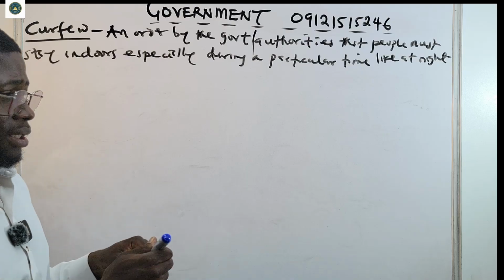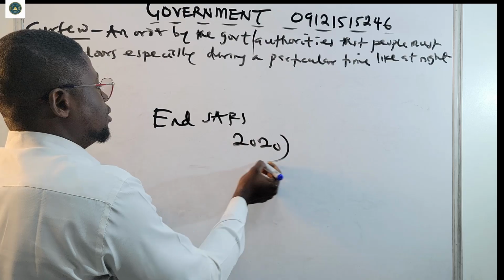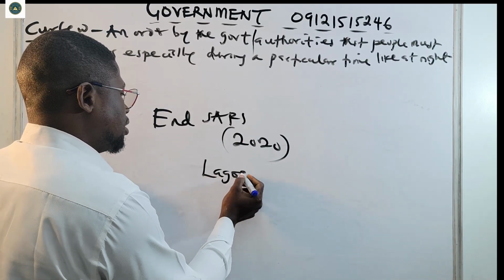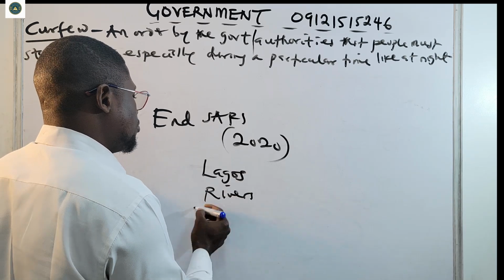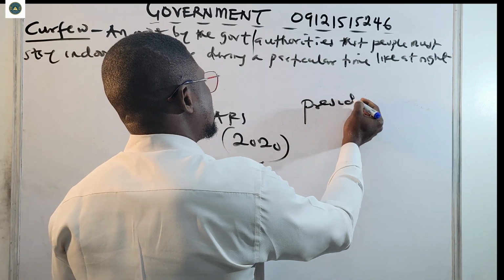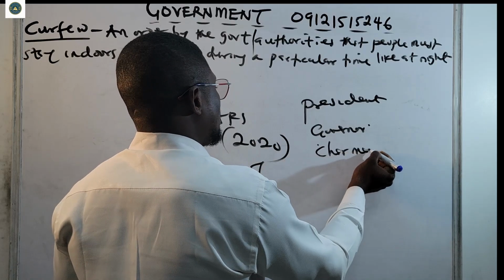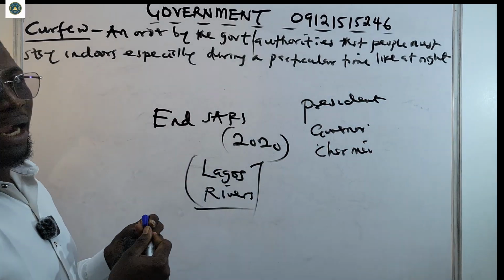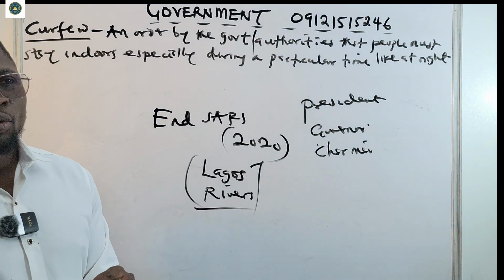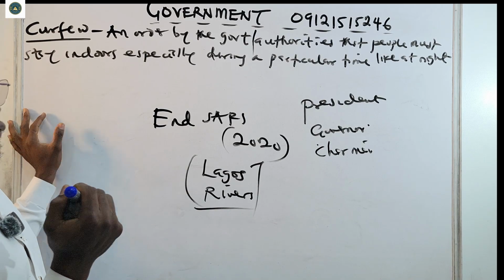Even during the NSAS protest, remember the NSAS protest in 2020, a curfew was placed in some states like Lagos State and River State. This curfew can be placed by the president, by a governor, or even by a local government chairman. During a certain time, please stay in your house, because we want to maintain order and want you to be safe. Do not come out of your house. So this is what curfew is.